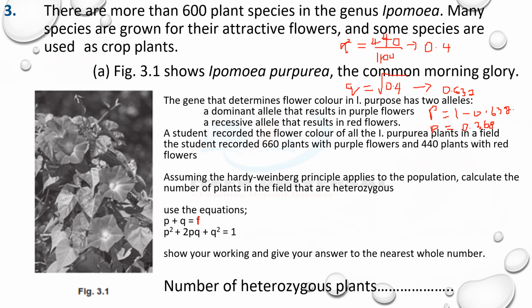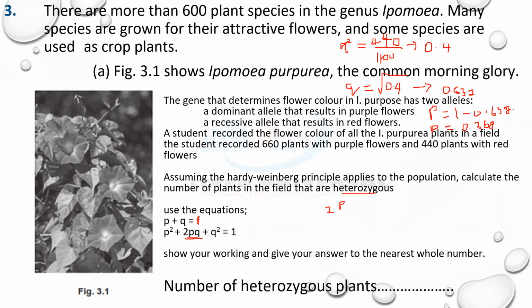0.368. Yeah, that's p. So remember that they said we should find the ones that are heterozygous. They said we should calculate the number of heterozygous plants. It's only one that's heterozygous, that's heterozygous dominant. Okay, 2pq. So 2pq is what we're looking for.